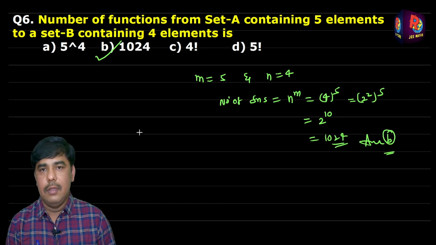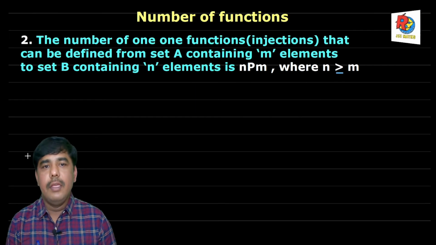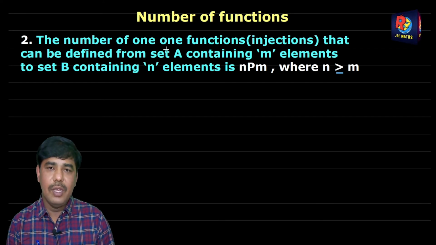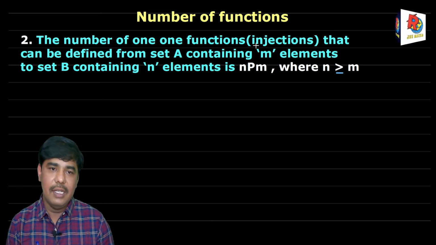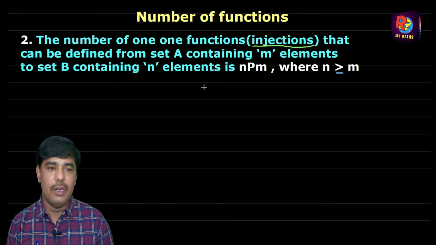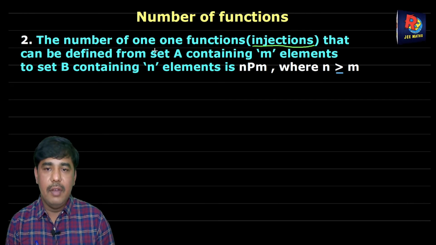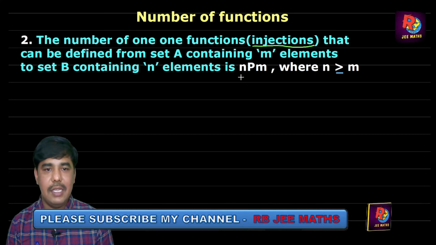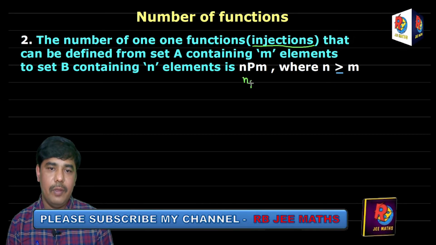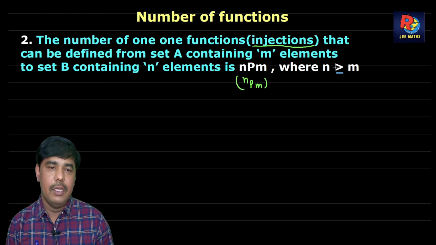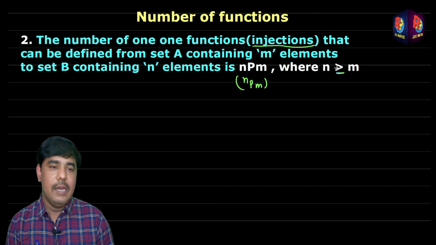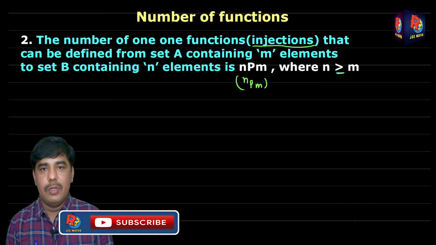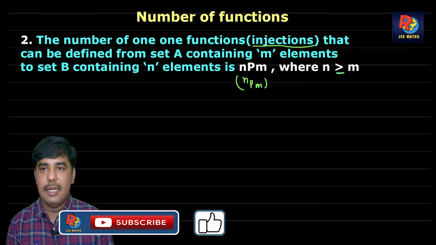Next, here you can observe this. Here the number of 1-1 functions, sometimes we call them 1-1 functions, sometimes we call them injections, don't confuse about that. And the number of 1-1 functions from set A containing m elements and set B containing n elements is nPm. Here you need to remember n value should be greater than or equal to m, that one you need to remember. So we will discuss one example, then you can understand clearly.